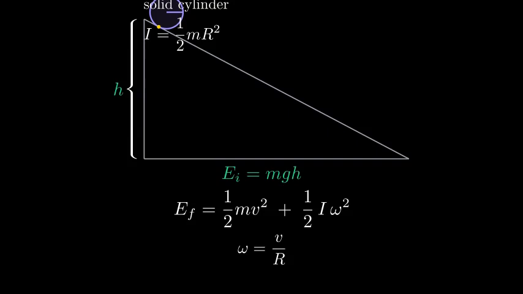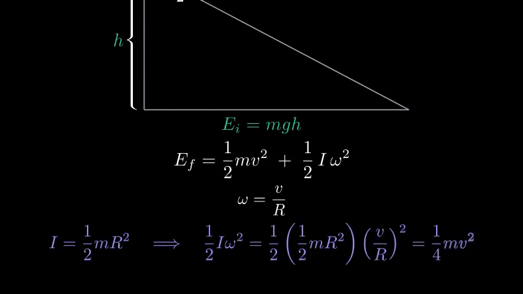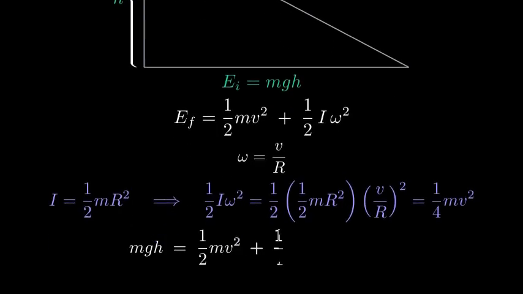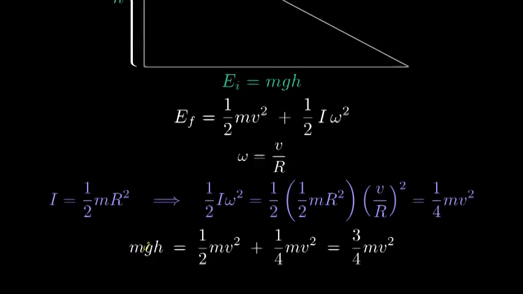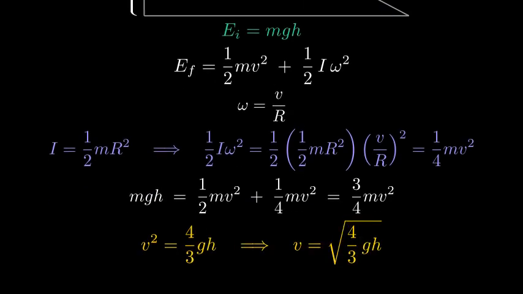And because there is no slipping with static contact, omega equals v over r. For a solid cylinder, I equals 1/2 m r squared. Plugging that in turns the rotational term into 1/4 mv squared. By conservation, mgh equals 1/2 mv squared plus 1/4 mv squared, which is 3/4 mv squared. Solving gives v squared equals 4/3 gh, and v equals the square root of 4/3 gh.